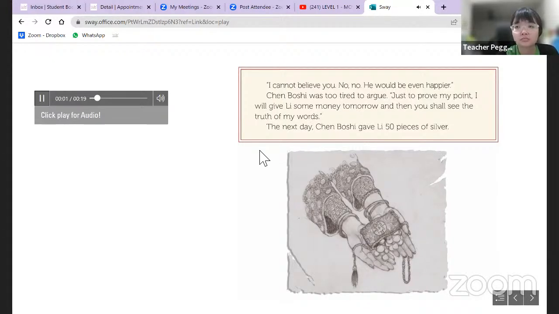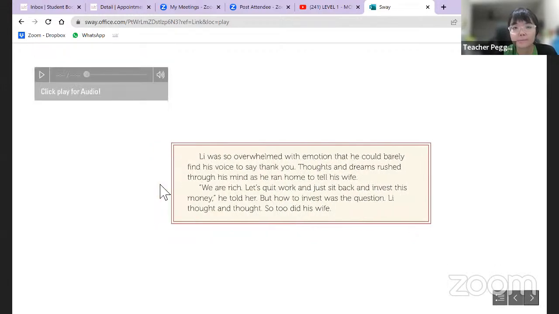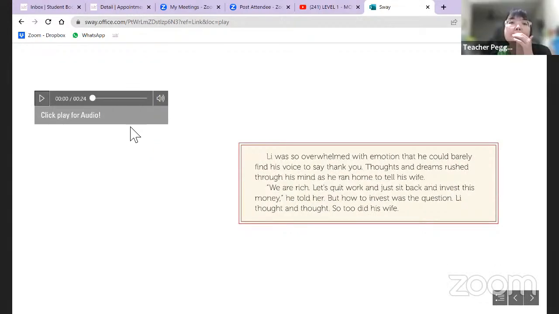"I cannot believe you. No, no, he would be even happier." Chen Boshi was too tired to argue. "Just to prove my point, I will give Li some money tomorrow, and then you shall see the truth of my words." The next day, Chen Boshi gave Li 50 pieces of silver. Li was so overwhelmed with emotion that he could barely find his voice to say thank you. Thoughts and dreams rushed through his mind as he ran home to tell his wife. "We are rich. Let's quit work and just sit back and invest this money," he told her. But how to invest was the question. Li thought and thought. So too did his wife.